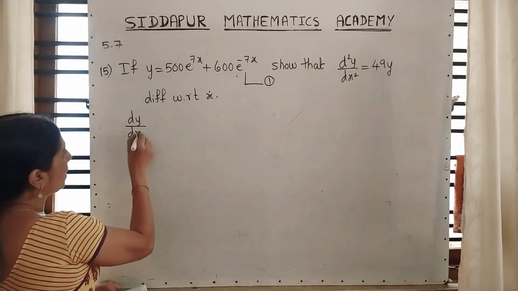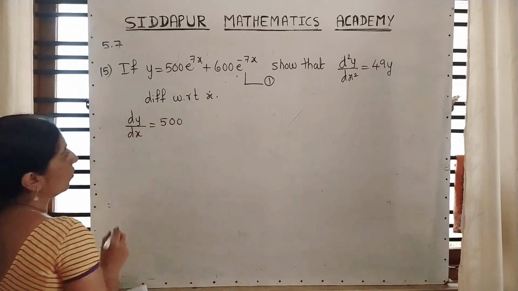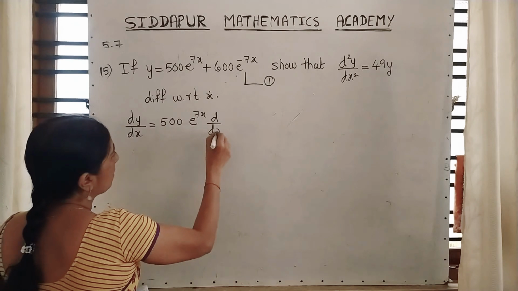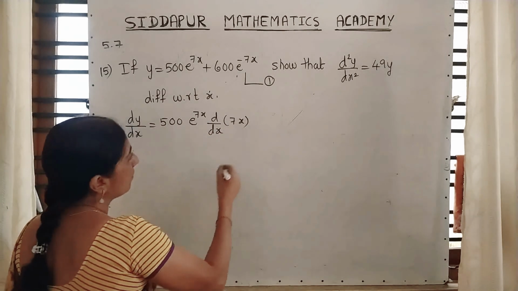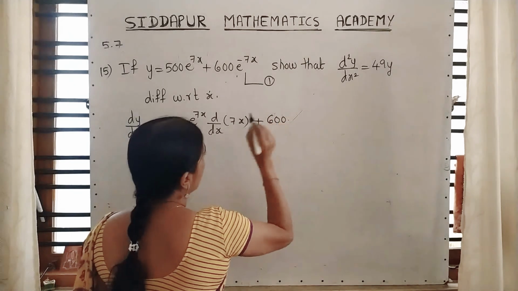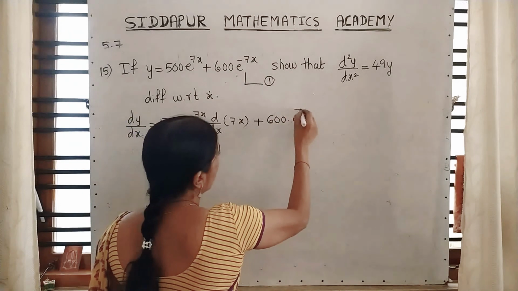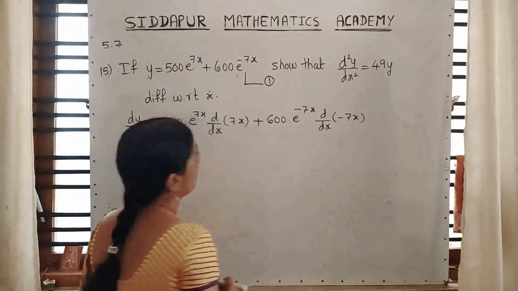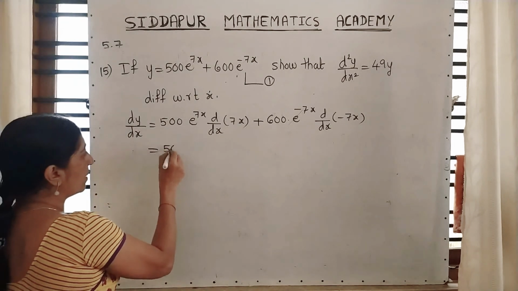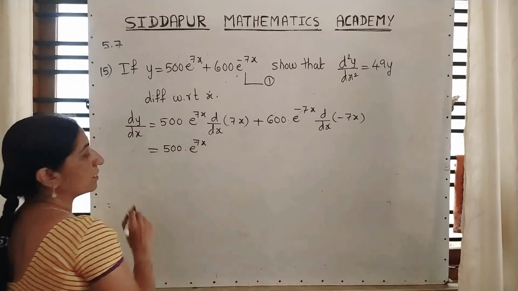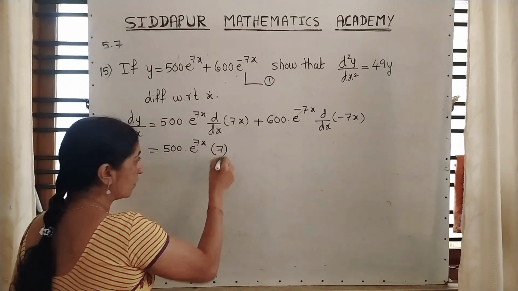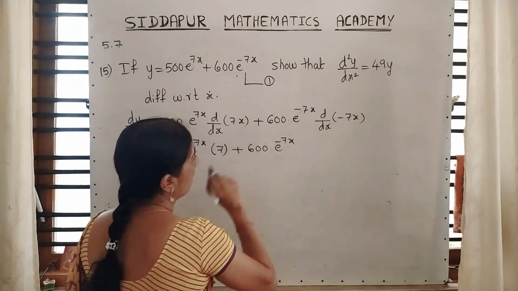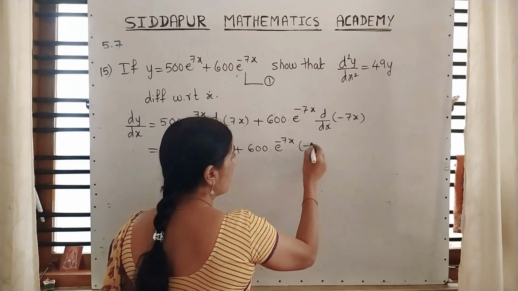dy upon dx. Keep 500 as it is, a constant. Differentiation of e raised to 7x is e raised to 7x into differentiation of 7x, plus 600 as it is. Differentiation of e raised to minus 7x is e raised to minus 7x into differentiation of minus 7x. 500 as it is, e raised to 7x as it is. Differentiation of 7x is what? 7. Plus 600 as it is, e raised to minus 7x as it is. Differentiation of minus 7x is minus 7.